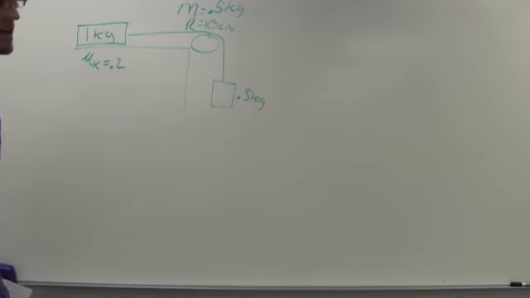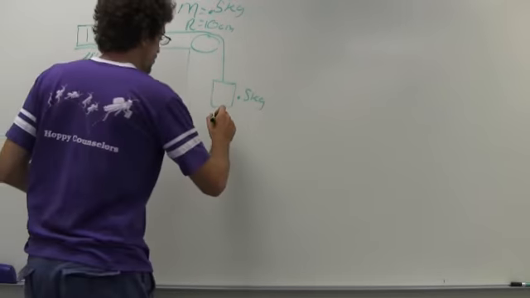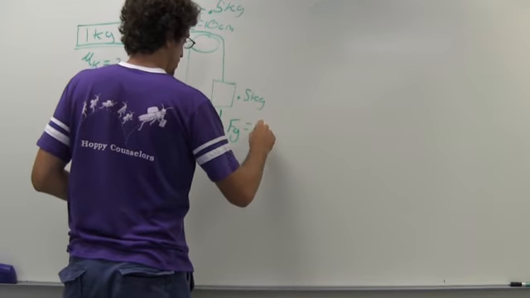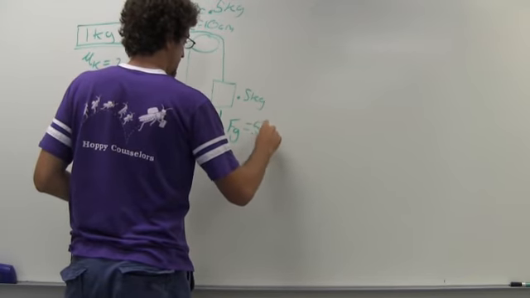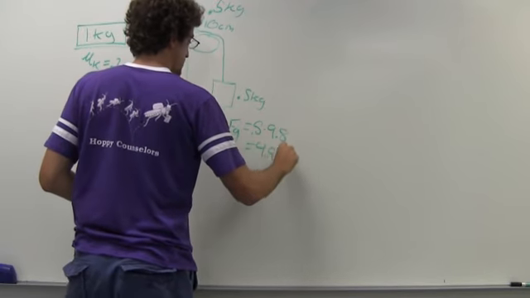So starting out, we've got to again go with our forces here. This guy's clearly going to have a gravitational force of 0.5 times 9.8 equals 4.9 newtons.